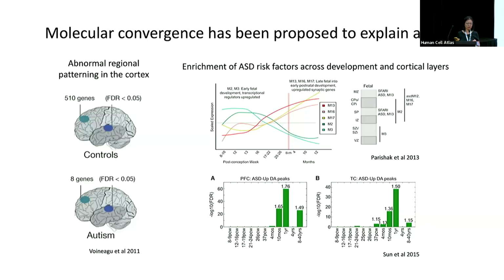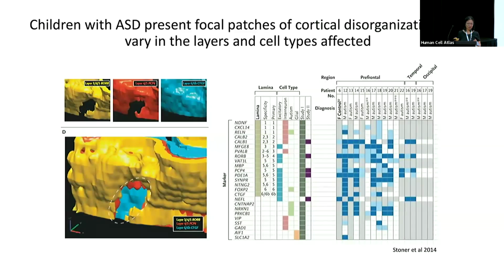For example, there's abnormal regional patterning in the cortex across different patients. And also you see different risk factors enriched across different developmental time points, in particular during the early to mid fetal gestation weeks, as well as upon birth. And also some work showing the enrichment of differentially acetylated peaks upon birth. Now, what is less known about autism is that in the brains from children with autism, there is actually some cellular pathology.